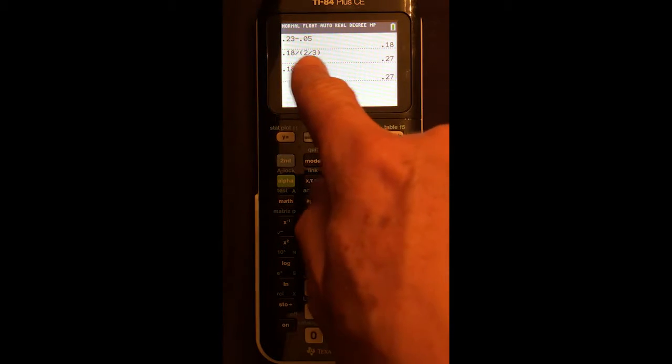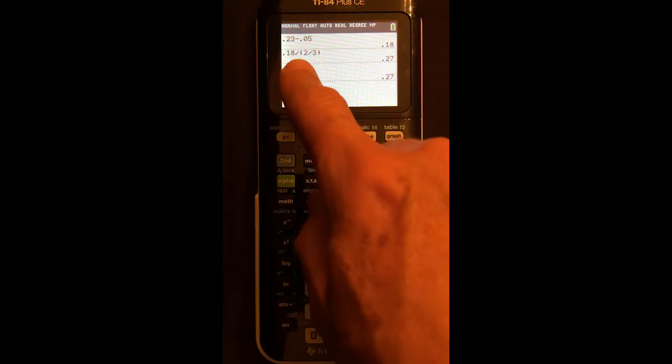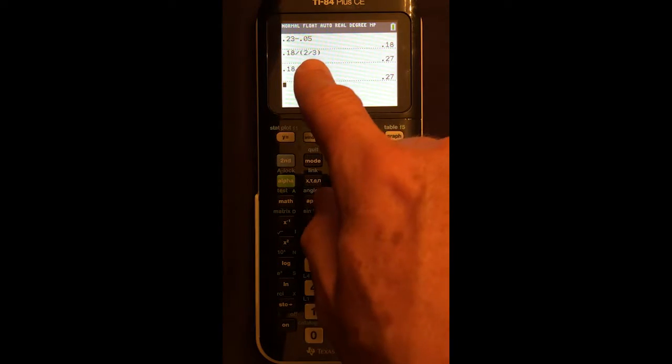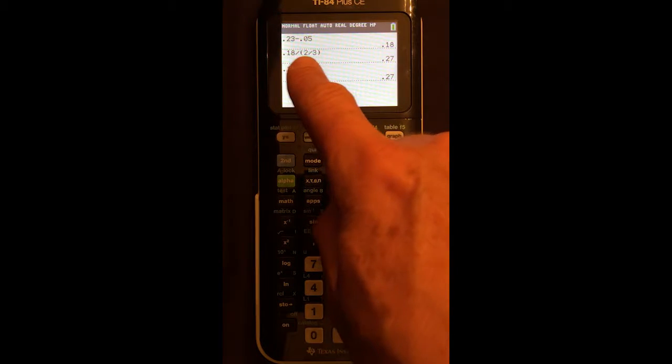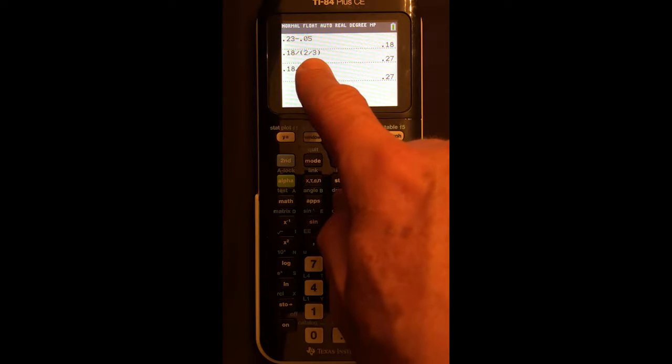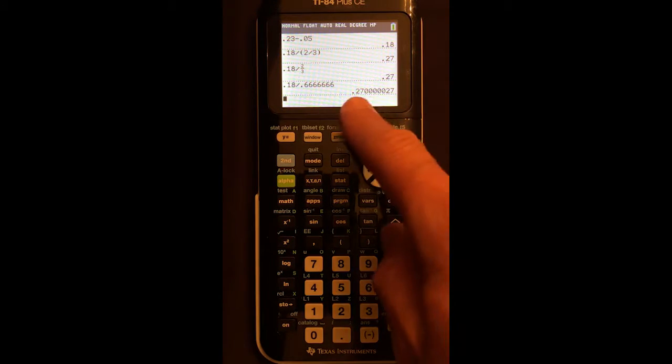Why did I use parentheses here? I just want to make sure whenever I enter things on my calculator that if this is my numerator, 0.18, divided by my denominator, I keep the denominator even in a parentheses set, so that I'm guaranteeing that the calculator will do the operations in the right order. So in this case, it first divided 2/3, and then whatever answer it got, which is 0.66666, it did 0.18 divided by that. So 0.18 divided by 0.66666, etc., is 0.27.